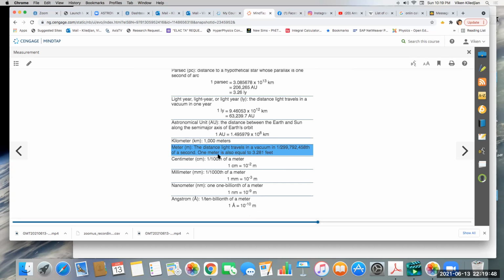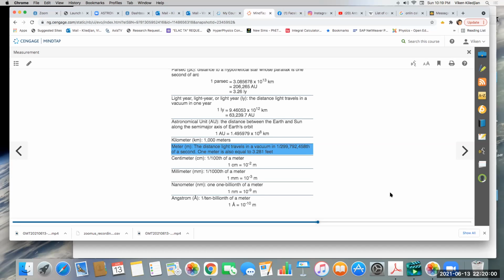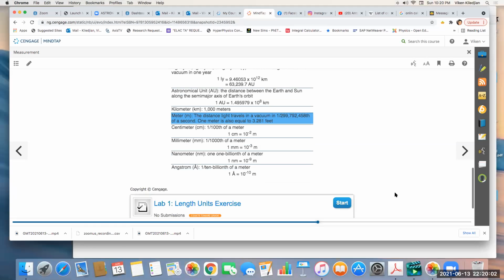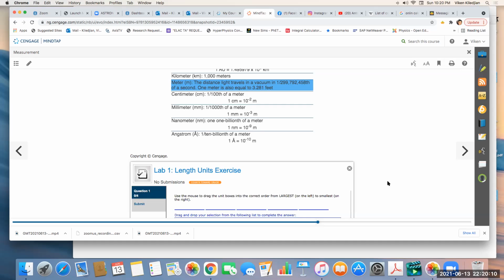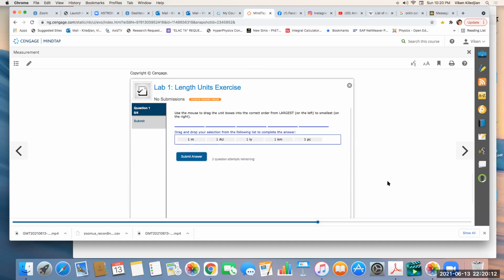It also gives you the conversion between the meter and the feet: 1 meter is 3.281 feet. And then it tells you the conversions for the centimeter, the millimeter, the nanometer, and the angstrom. So the very first exercise, you can just click it right here. Okay, so this is a simple one.